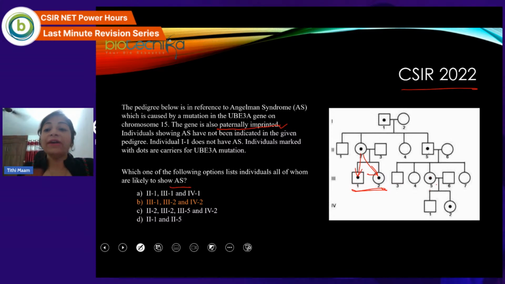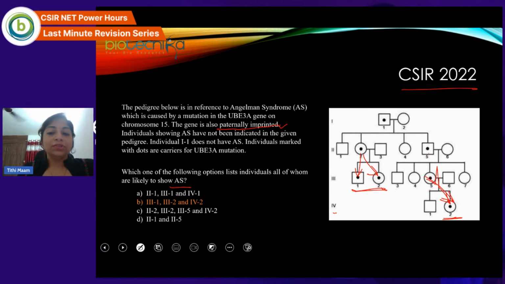So 3-5 will not have Prader-Willi syndrome. If she has, she will not have Angelman syndrome. She will have Prader-Willi syndrome. Okay, but the question is not about Prader-Willi syndrome. So skip it.